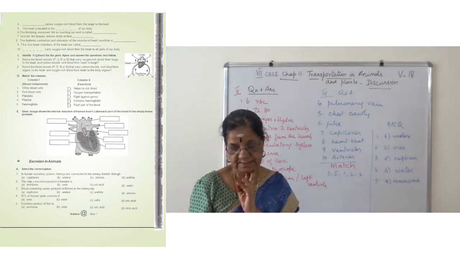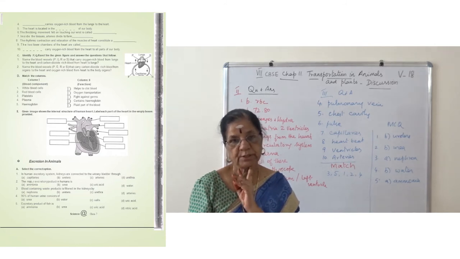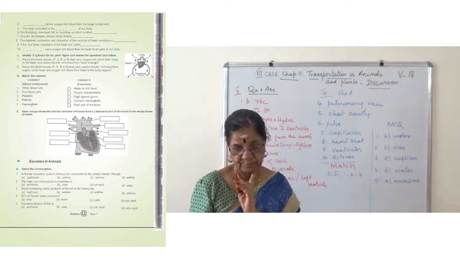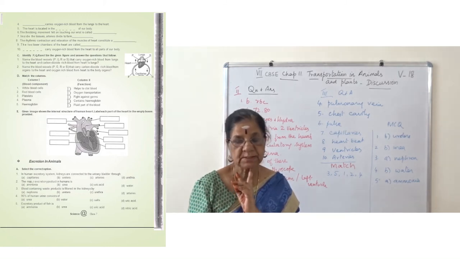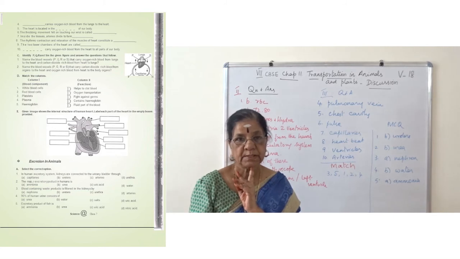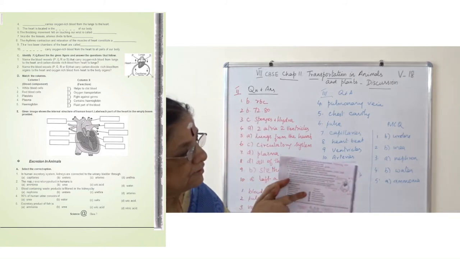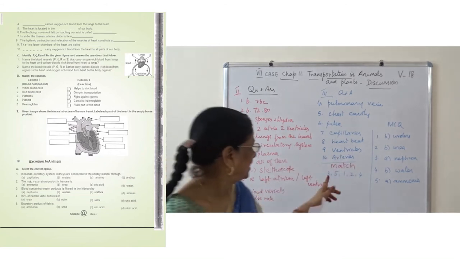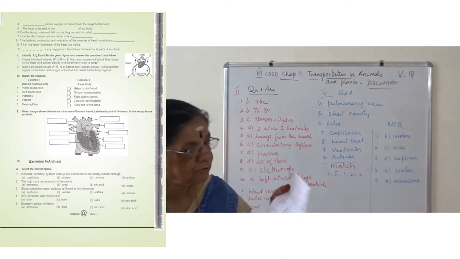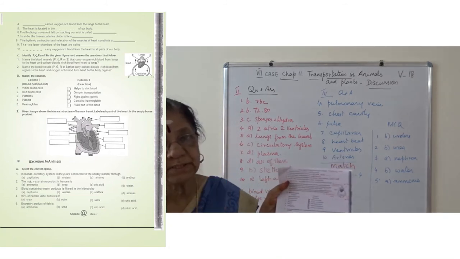Then plasma is the fluid part of the blood, and hemoglobin is for oxygen transportation. So the answer I have written is 3 5 1 2 4. I hope I am clear.